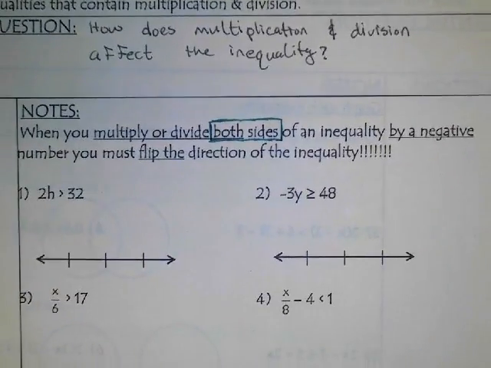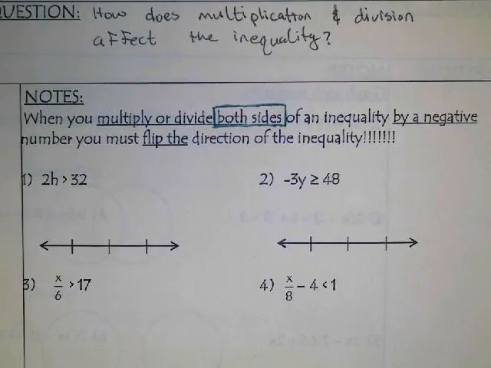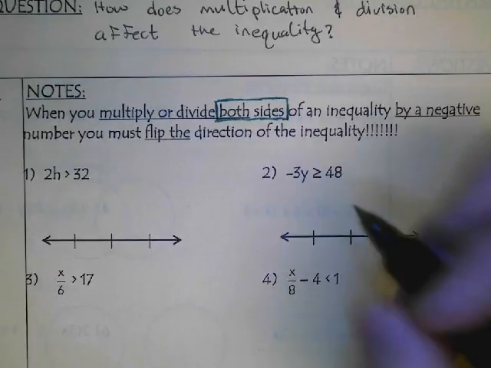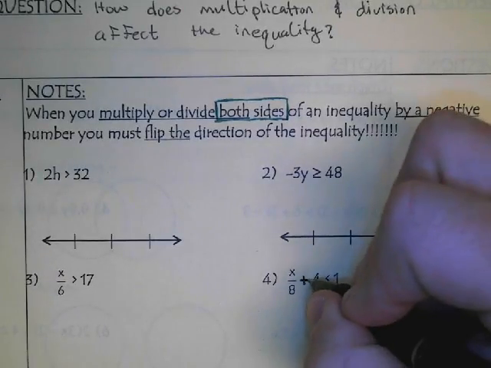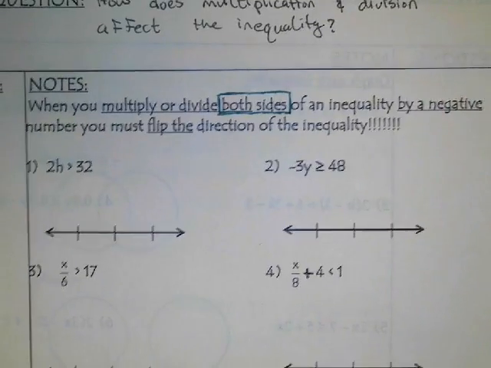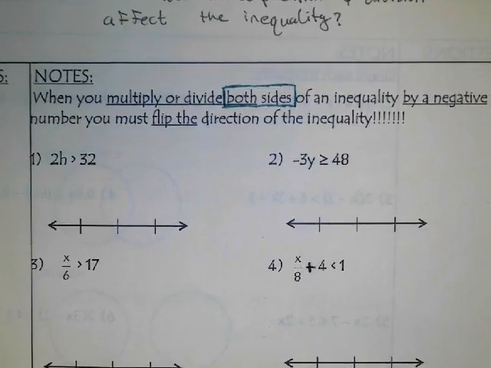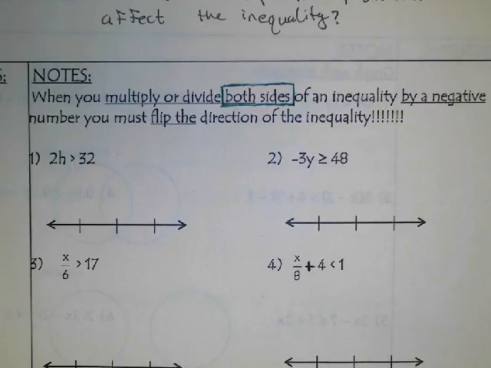Okay, but before we begin, what I want to do is make one quick little change to our notes. So number 4, let's change this to a plus sign. Number 4, make it x over 8 plus 4 is less than 1. Okay, so let's look at these.